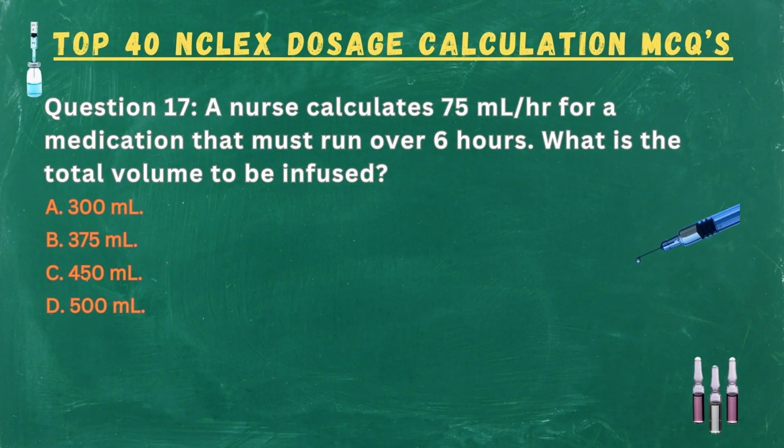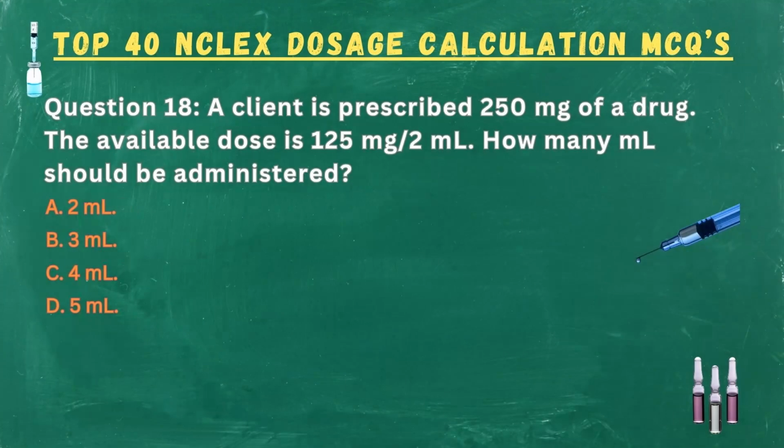Question 17. A nurse calculates 75 milliliters per hour for a medication that must run over 6 hours. What is the total volume to be infused? A. 300 milliliters. B. 375 milliliters. C. 450 milliliters. D. 500 milliliters. Answer: C. 450 milliliters.